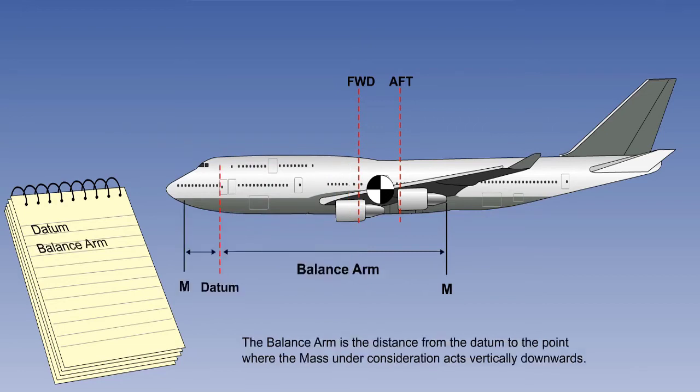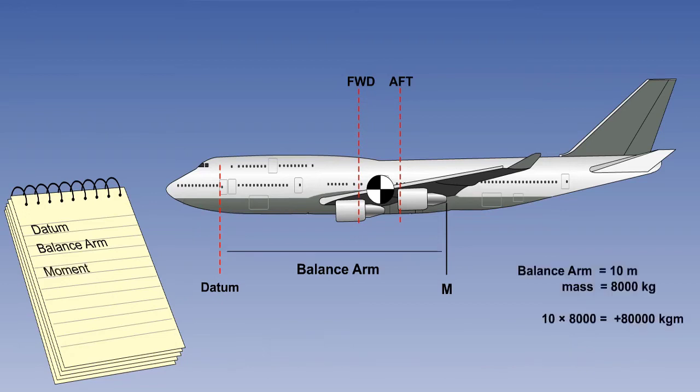The balance arm is the distance from the datum to the point where the mass under consideration acts vertically downwards, as illustrated. When using the balance arm in calculations, it is vitally important to follow the convention that arms forward of the datum are negative, and all arms aft of the datum are positive.